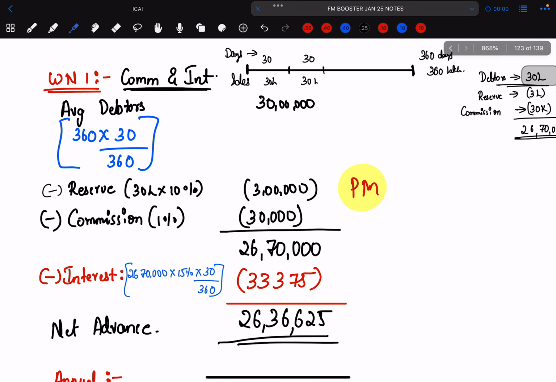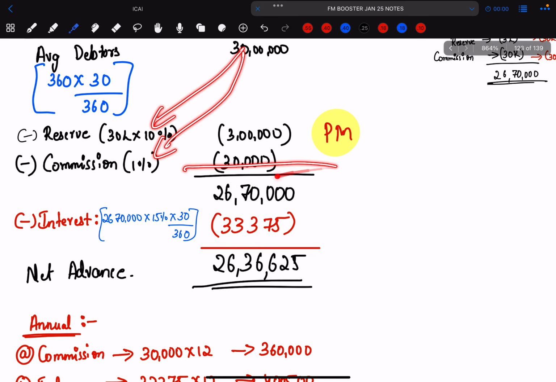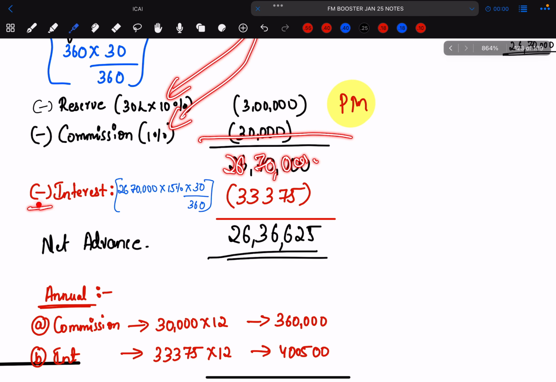So average debtors, that is 360 into 30, 360 lakh. Let us take 400 lakh into 30 divided by 360, minus reserve, that is 10%, and 1% commission, so this comes to 2670. And in this you are going to minus the interest.